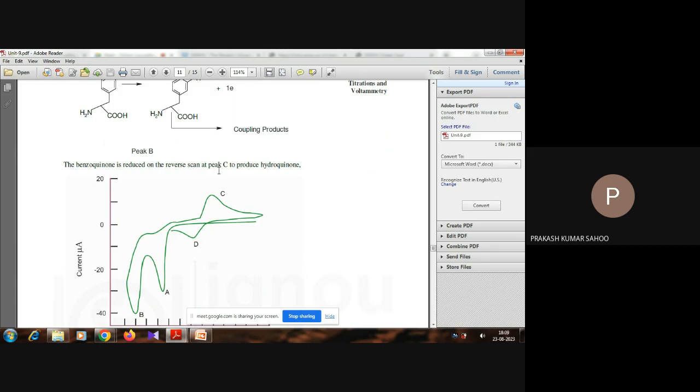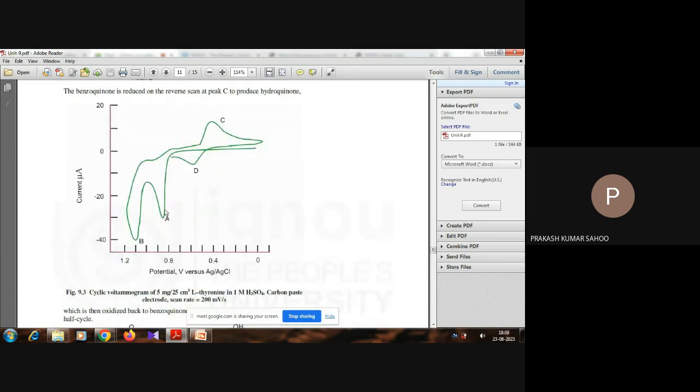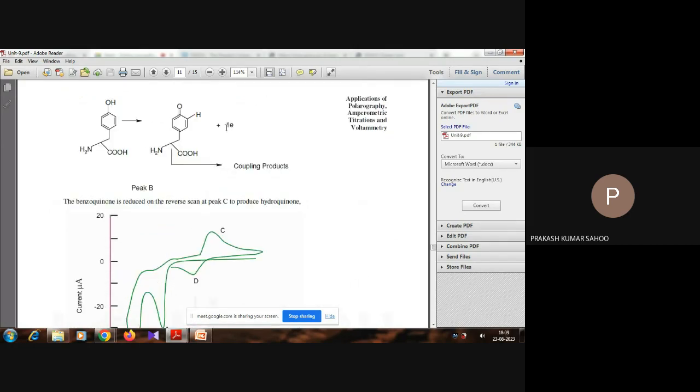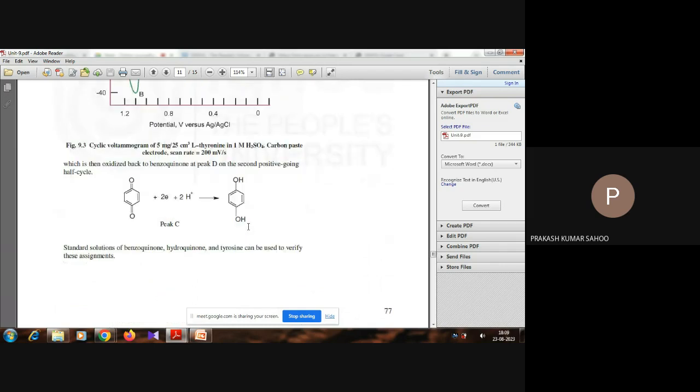Then for these compounds A, B, C, and D, we have cyclic voltammetry just like this. These show the change in current with potential. When this type of change occurs by loss of electron, we get this type of graph. Then again the benzoquinone, by adding two electrons, becomes hydroquinone.